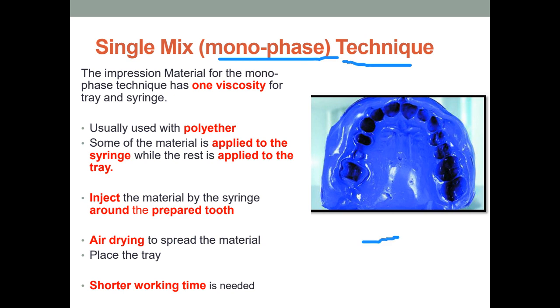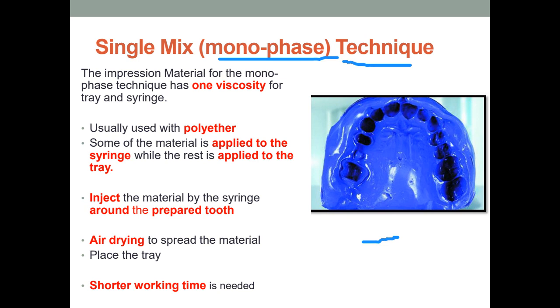What is the meaning of thixotropic? It means when we apply pressure on the material, the material will flow, and the consistency changes from thick to thin. So when you are making an impression with force, the material will change its property from more viscous to less viscous, and it can flow into the areas which we want to record precisely. So it will work both ways, as a base like a putty or the heavy body, and as the light body also. That's why it is called a single mix monophase technique.